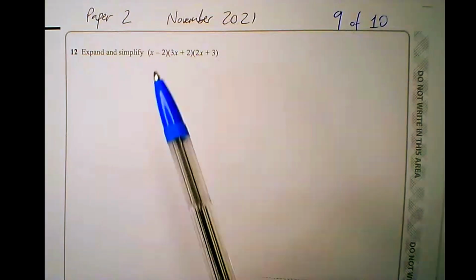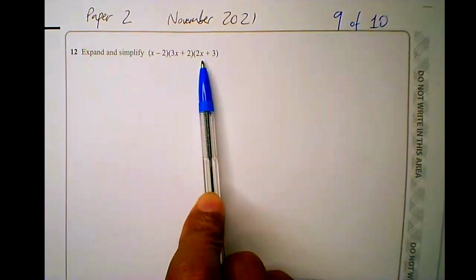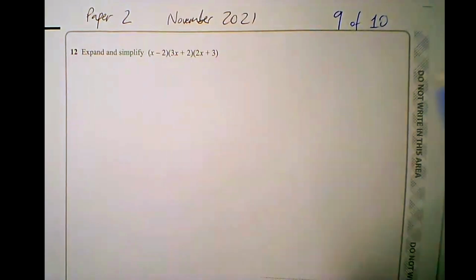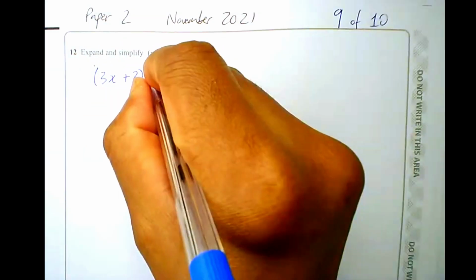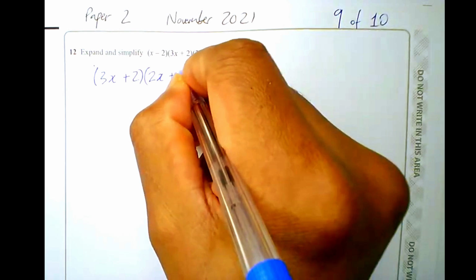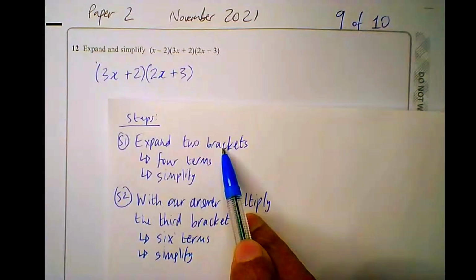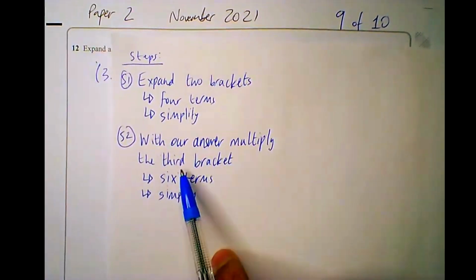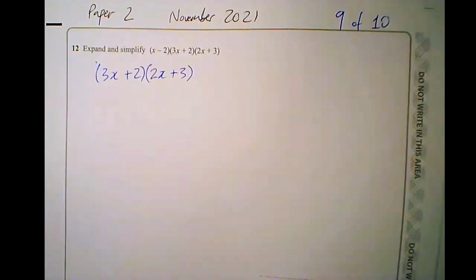if I look at this, I've got x minus 2, 3x plus 2, and I've got 2x plus 3. So I'm going to keep it simple. I don't want to deal with negatives, so I'm just going to multiply the positives together first. So 3x plus 2 times 2x plus 3. So that's what I'm going to choose. And remember my steps. Expand 2 brackets, I'm going to get 4 terms, simplify. And with my answer, I'm going to multiply it with the third bracket. I'm going to get 6 terms, and I simplify. So that's the step.